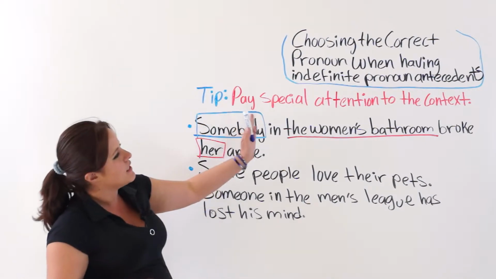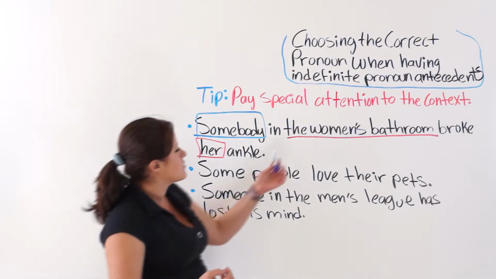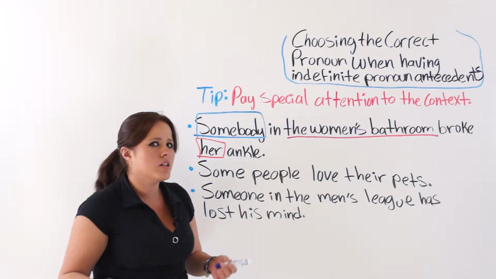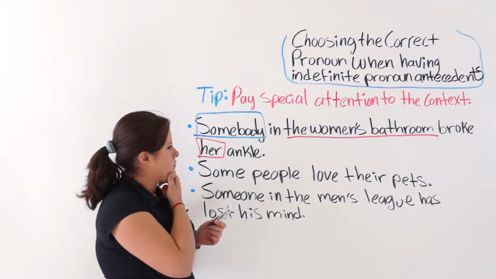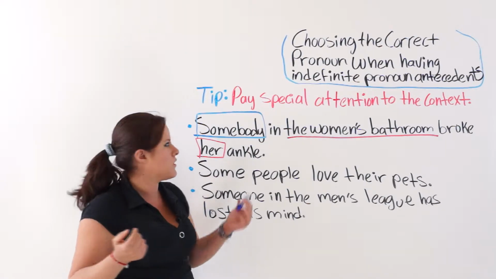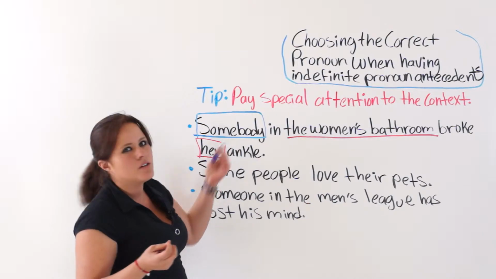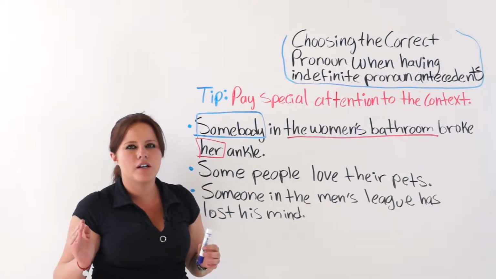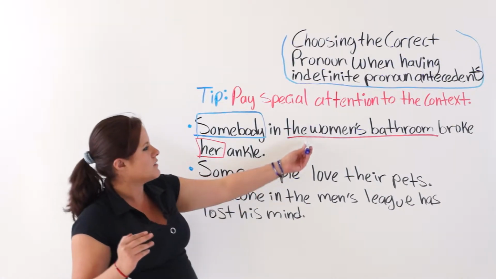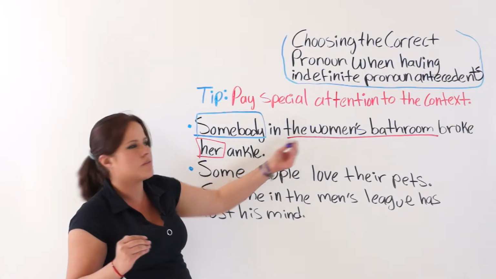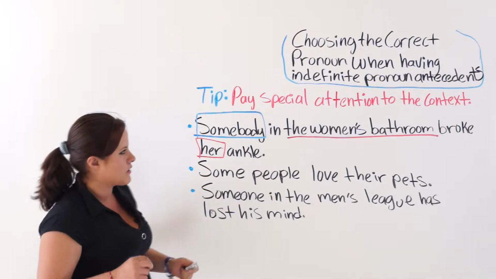You have to pay special attention to the context. Since this says the women's bathroom, then we could say, okay, so if it's the women's bathroom, it must be a woman we are talking about. Even though we are using an indefinite pronoun, which does not specify the noun it is referring to, in the context you can see that it is a woman we are referring to. So somebody in the women's bathroom broke her ankle.